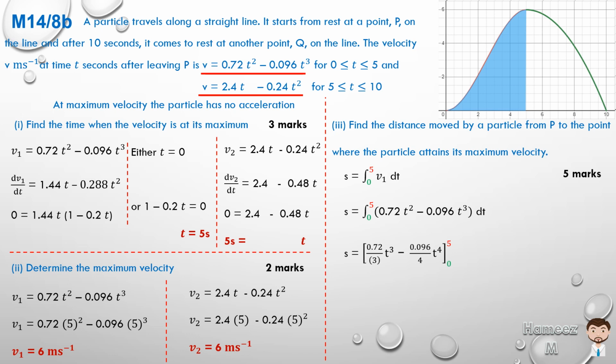And we can substitute accordingly for 5 and 0. So it will give us 0.72 divided by 3 times 5 cubed minus 0.096 divided by 4 by 5 to the fourth, minus 0.72 divided by 3 by 0 cubed minus 0.096 divided by 4 by 0 to the power 4. Of course, everything substituting with 0 in it goes out to be 0, so we're really just working on the first part of the substitution. So it gives us 30 minus 15. As such, the total distance moved in the first 5 seconds is 15 meters, which is the area of that blue shape.